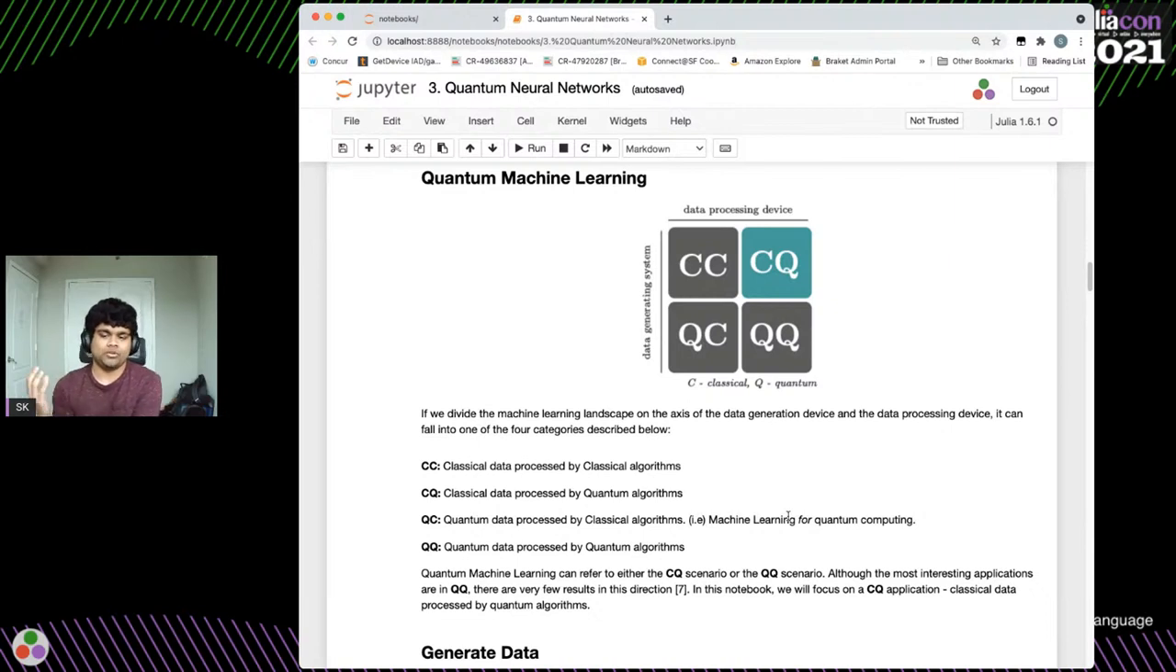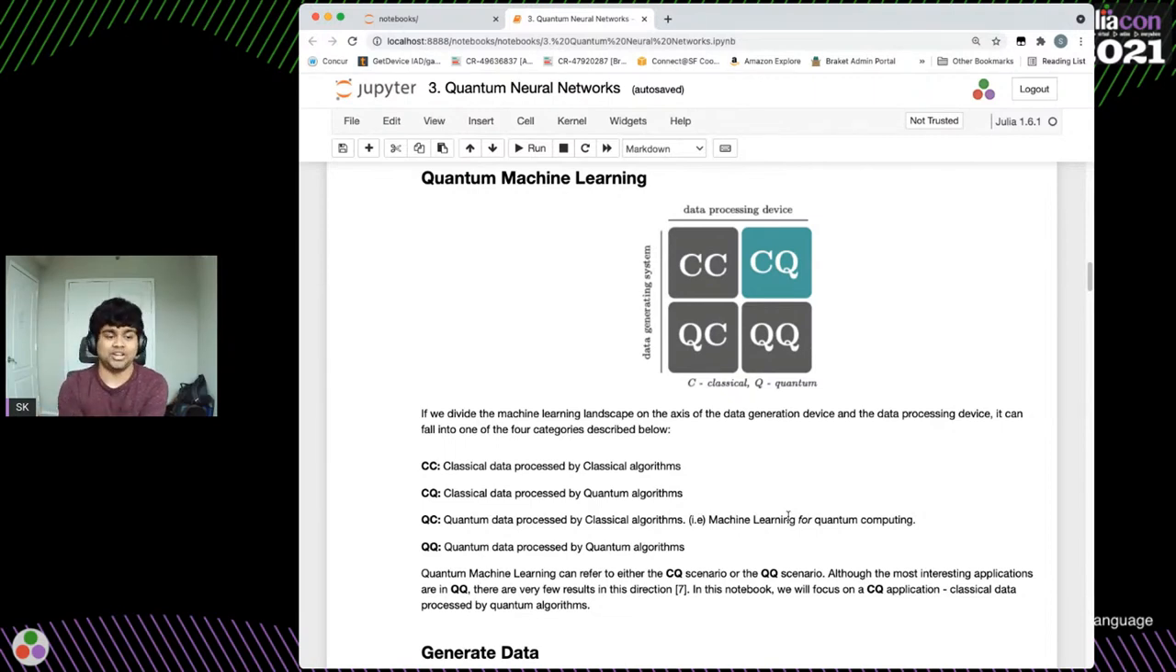Then there's this scenario of classical data processed by quantum algorithms. So we will use certain quantum techniques to apply to classical data and see how that improves our results. This could be classical machine learning tasks, except with quantum algorithms, right? And then the third scenario is quantum data processed by classical algorithms, which is machine learning for quantum computing.